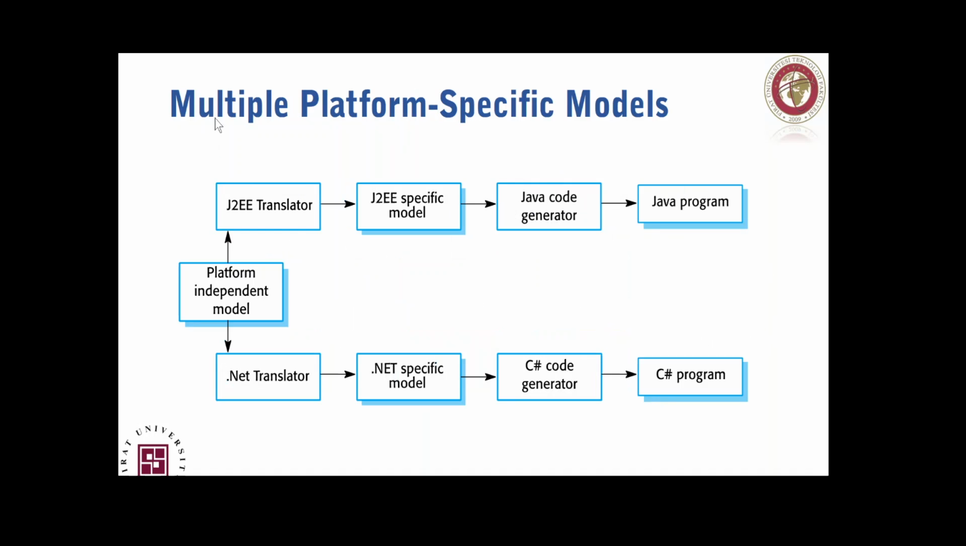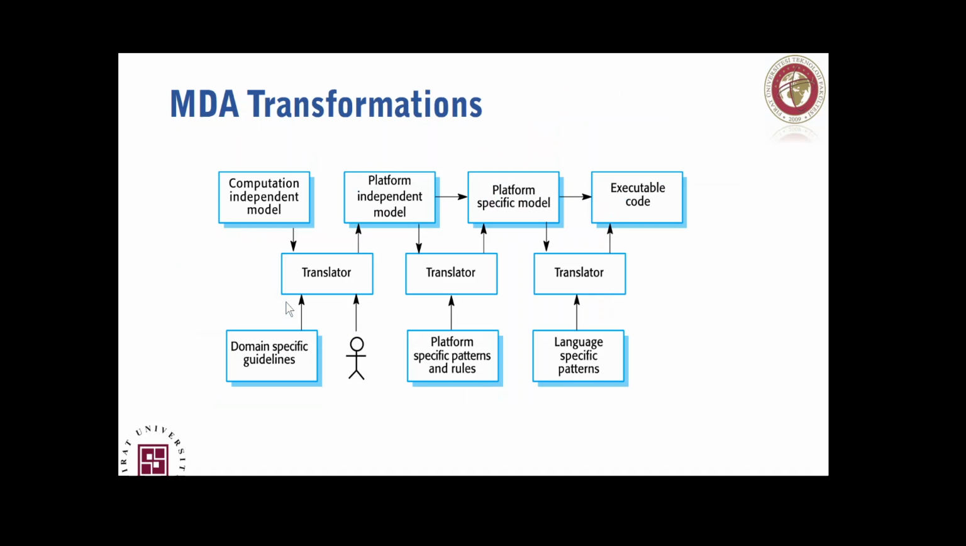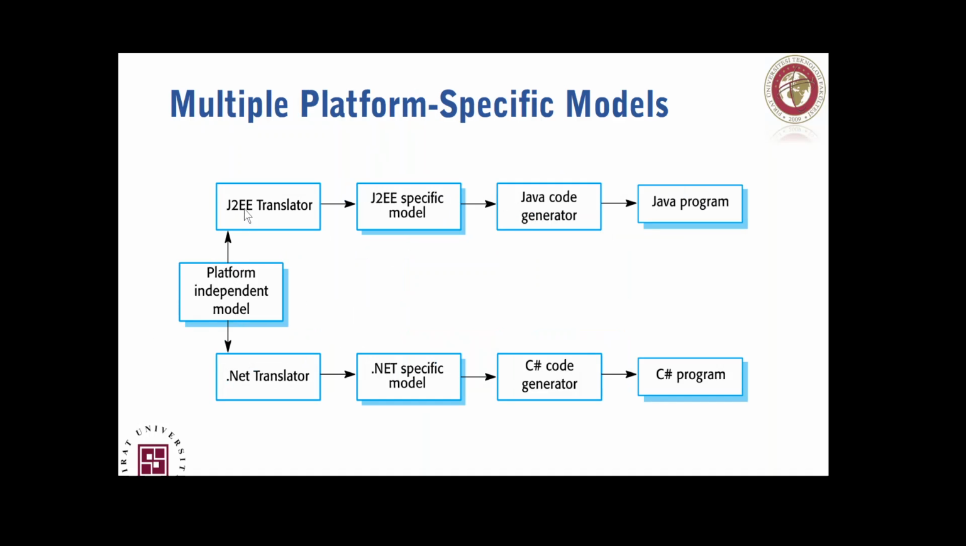Look at this. This is an example. Imagine we have a platform independent model. So this is exactly here. So let's say we have this model. We can use the Java 2 Enterprise Edition translator or the .NET translator for creating two different types of programs. We can use a specific model for the J2EE to create Java code based on a Java code generator. And we can do the same to create the C# program.